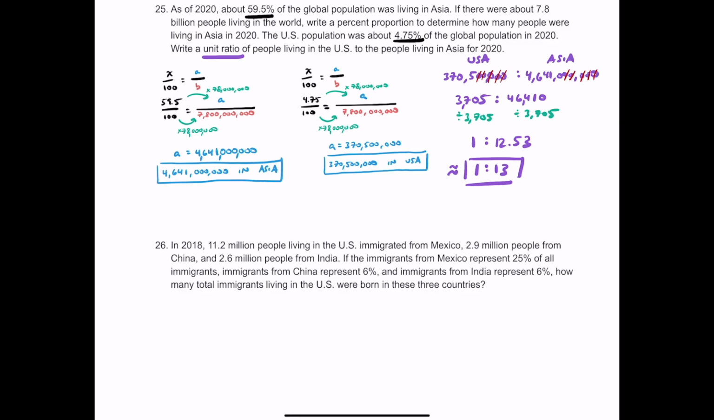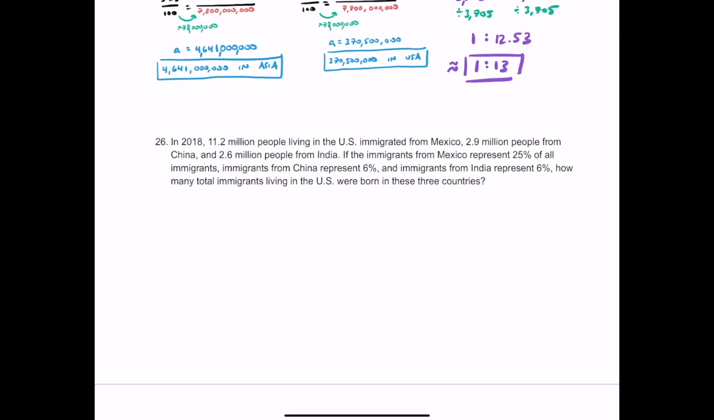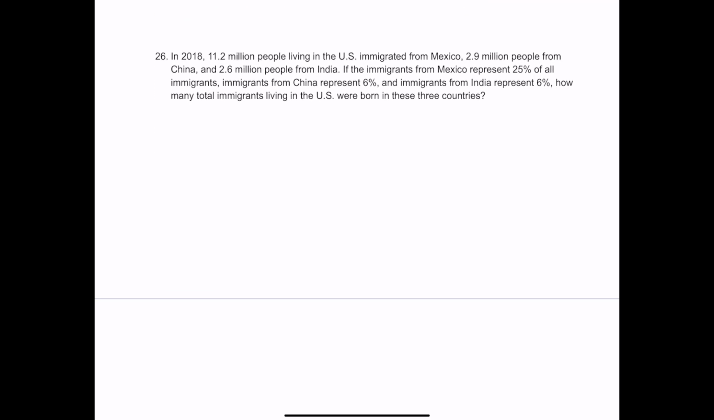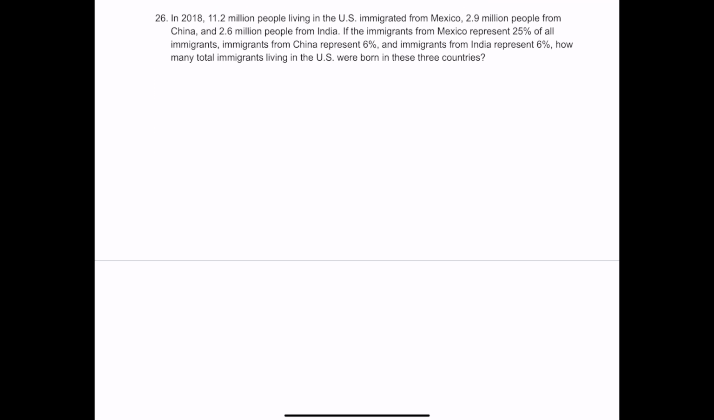Okay, last question then. Let's move on and say, okay, in 2018, 11.2 million people living in the United States immigrated from Mexico, 2.9 million people from China, and 2.6 million people from India.